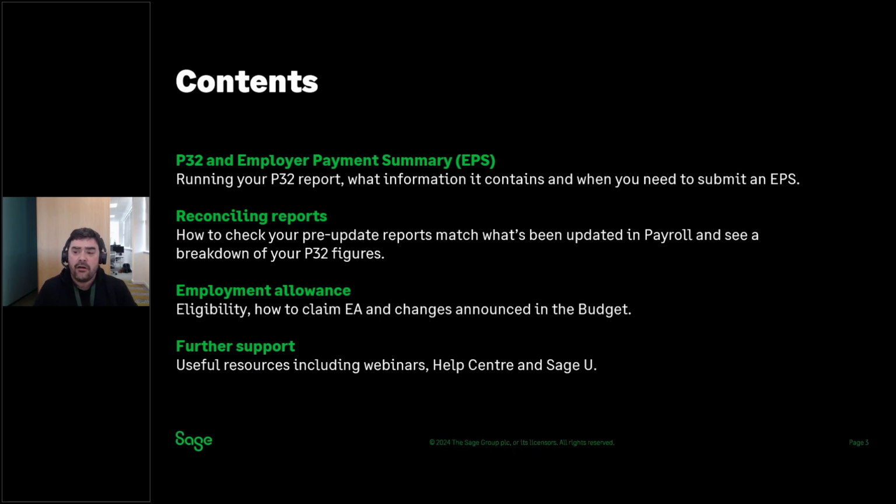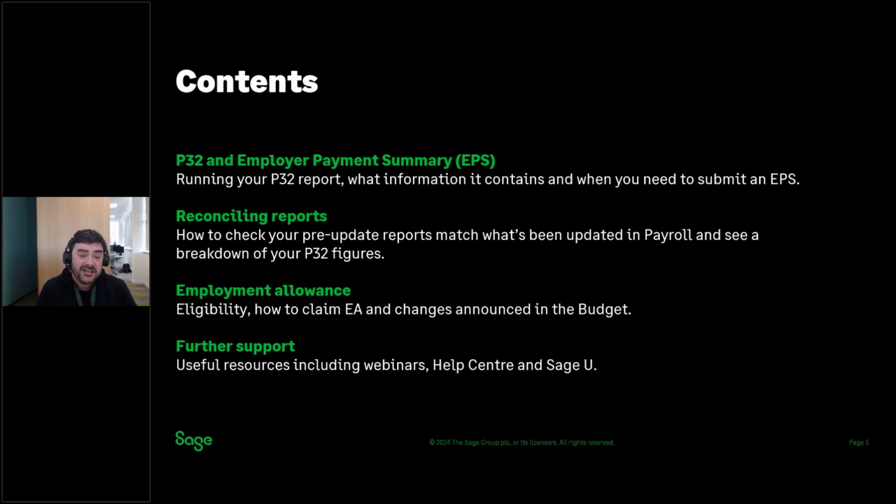We'll then take a look at reconciling reports. This gives you a way of checking that your pre-update reports match the information that's actually been updated in payroll, and it helps you to see a breakdown of your P32 figures, which forms the liability that you need to pay over to HMRC. And I'll share a couple of hints and tips on what to do if the reports for some reason don't match up. And then we're going to finish the webinar today with a section on employment allowance.